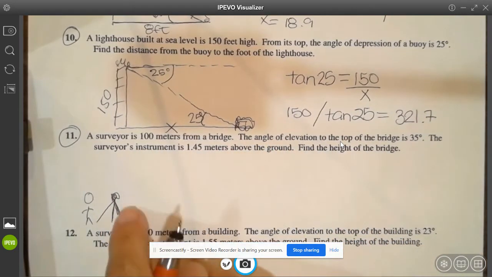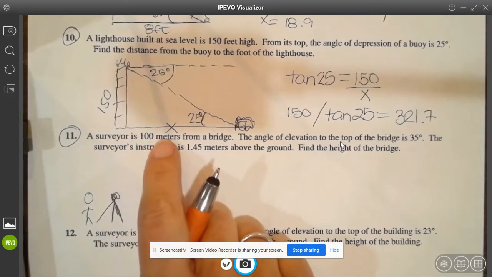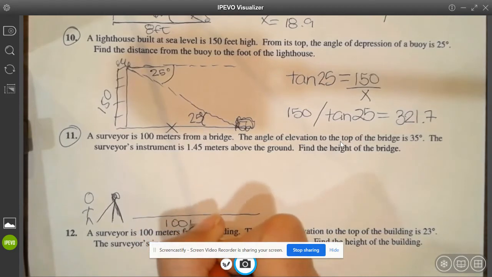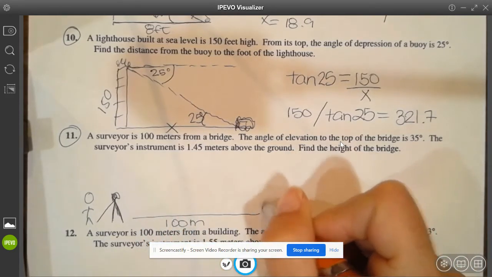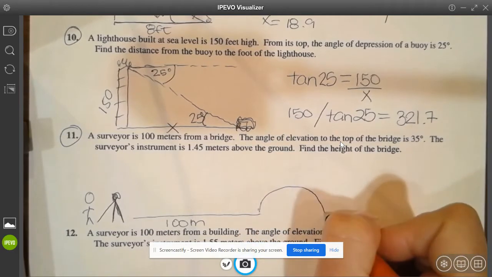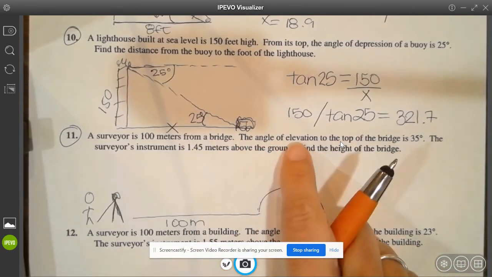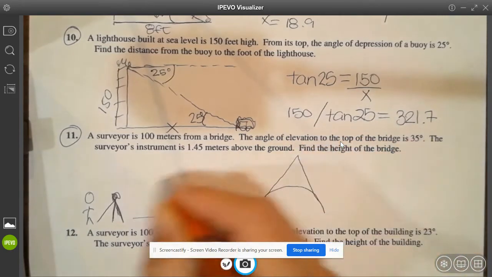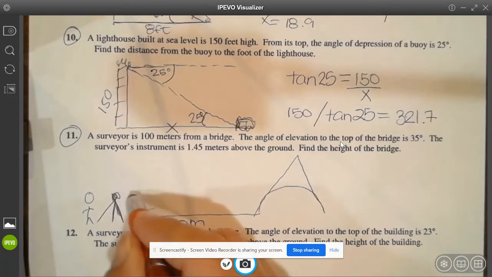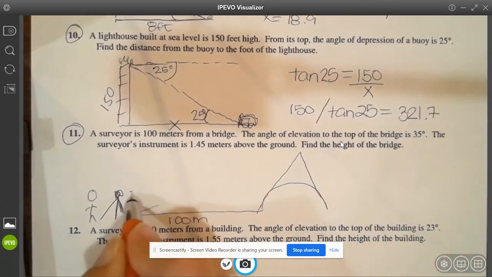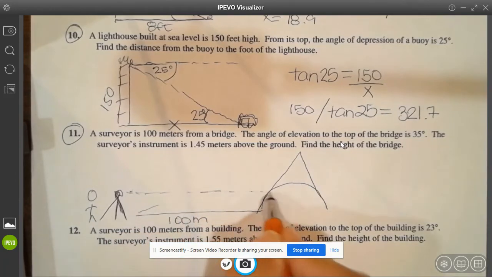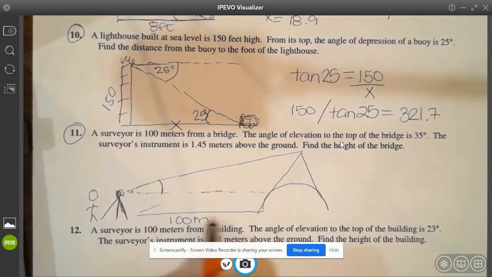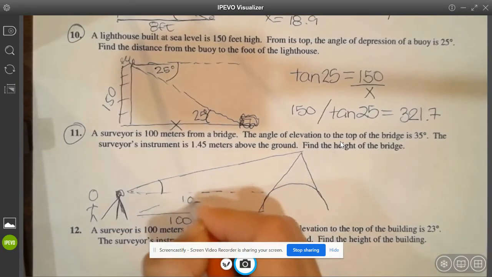And that's what it is. So it's 100 meters from a bridge. So that's 100 meters here, and the bridge is right here. I don't know how to draw a bridge, but whatever. Anyways, the angle of elevation to the top of the bridge, let's put the bridge bigger here. So the angle of elevation is from here, right? The instrument is looking here. The angle of elevation is this angle right here. This is 100 meters.